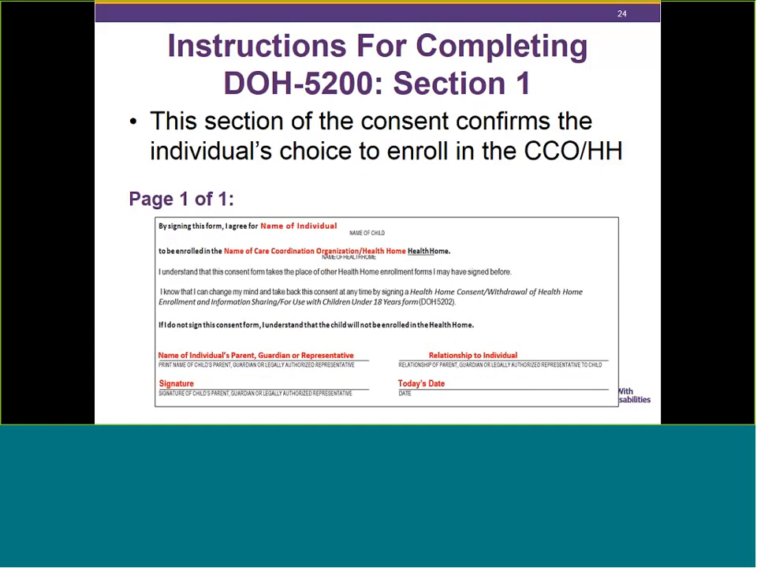Moving to the next section of the 5200, we are looking at entering the name of the individual, the name of the CCO, and then again, the individual's parent, guardian, or representative should be identified with their signature, and then the relationship to the individual and today's date.